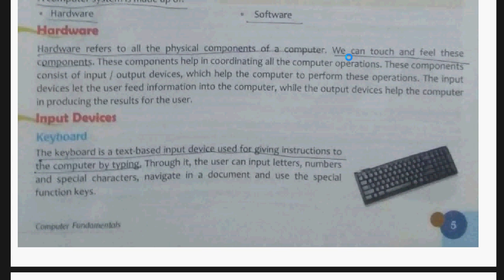In the hardware there are different types of devices, that is the peripheral devices, like the input device, output device, storage device and processing device. Firstly we will discuss the input devices, and the first input device we are going to discuss is the keyboard. You all have seen a keyboard in your life. This is the picture of the keyboard. The keyboard is a text-based input device used to give instructions to the computer by typing.